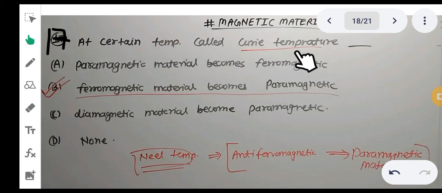At a certain temperature called the Curie temperature, the answer is B. You see, the ferromagnetic material becomes paramagnetic. So always keep in mind that at a certain temperature called the Curie temperature, the ferromagnetic moments will align, and they will become paramagnetic materials. What we should also bear in mind is that at a certain temperature called the Neel temperature, an antiferromagnetic material becomes a paramagnetic material. So just get this clue too.